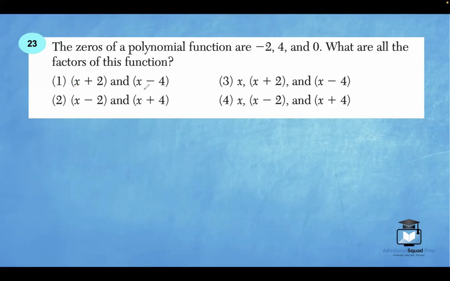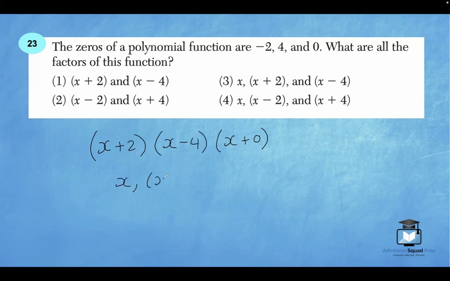Let's continue. Number 23, the zeros of a polynomial function are -2, 4, and 0. What are all the factors of this function? Guess what, guys? This is the easiest problem because once they give you the 0, just take the opposite number. So since one of the zeros is -2, we're going to have x plus 2. Since one of the zeros is +4, we're going to have x minus 4. You can add 0, you can subtract 0. You're still going to get the same end result, which is just x. So now we have x in front. We're going to have x plus 2, and we're going to have x minus 4, which of course is going to be choice 3. That's the correct answer.